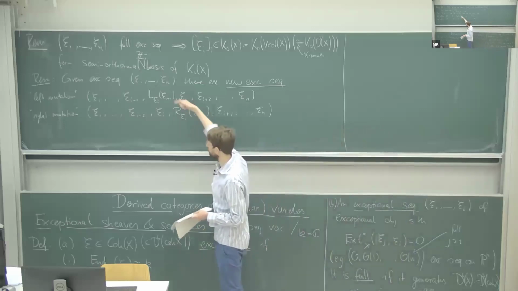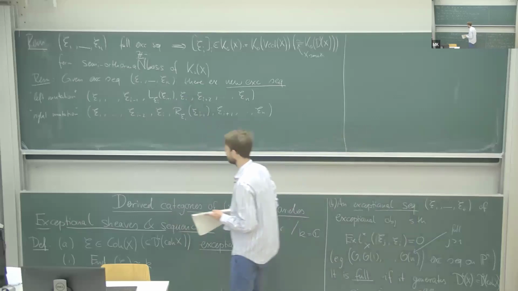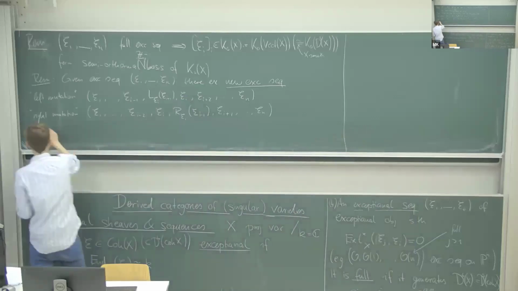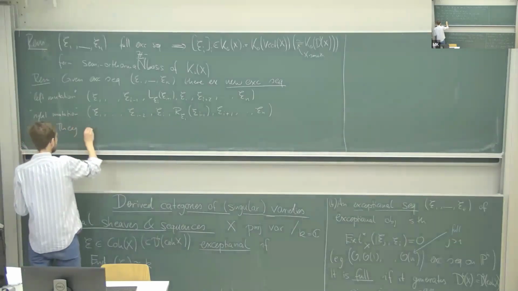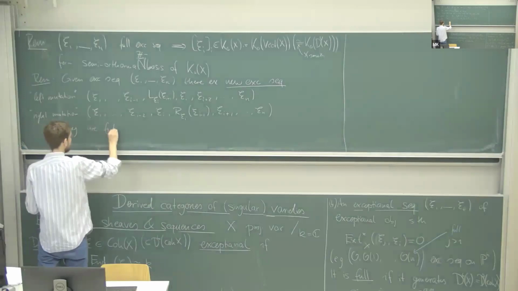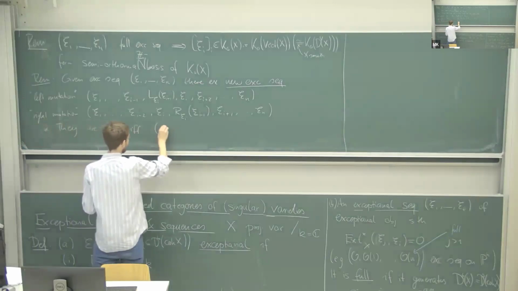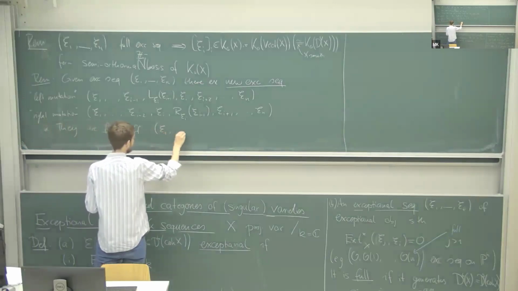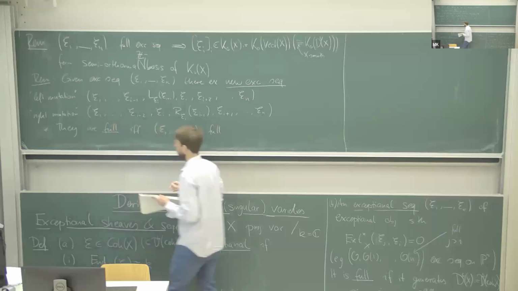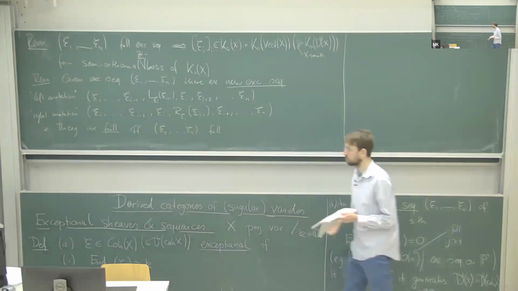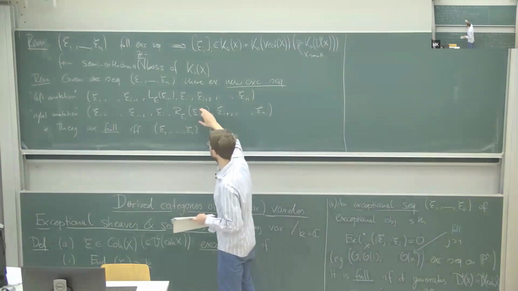It's not really so helpful, I think, to tell you exactly how they look; that's something you can look up. But what's important for us is these sequences are full if and only if the original sequence is full. So this property of generating the derived category is preserved by these mutations.